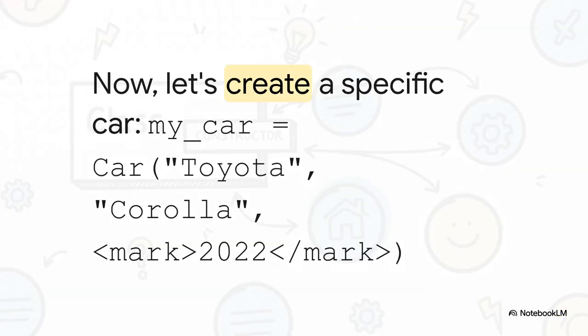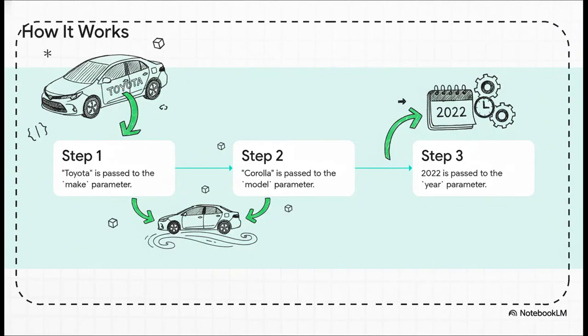Now let's actually put it to use. When we write this line to create a myCar variable, we're calling the Car class and passing in Toyota, Corolla, and 2022. And behind the scenes, this automatically triggers our __init__ method. The constructor pretty much acts like a receiver. Toyota gets passed right to the make parameter, Corolla goes straight to model, and 2022 is assigned to year. It's this direct mapping that makes sure the right data goes to the right place every single time.